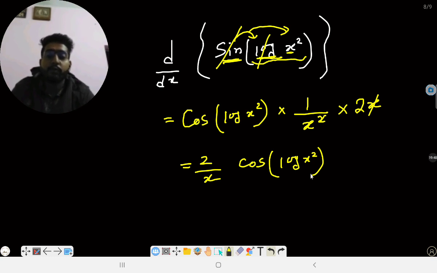So in chain rule, first we have to go from outside and then one by one. How many functions? Many functions will be there. You have to differentiate one by one, like this. Okay. Now next one is question number 5.